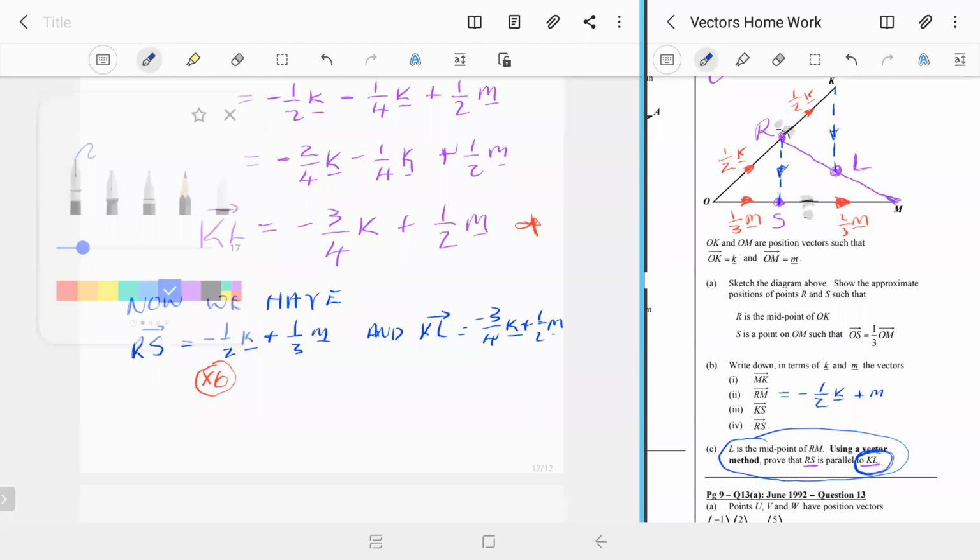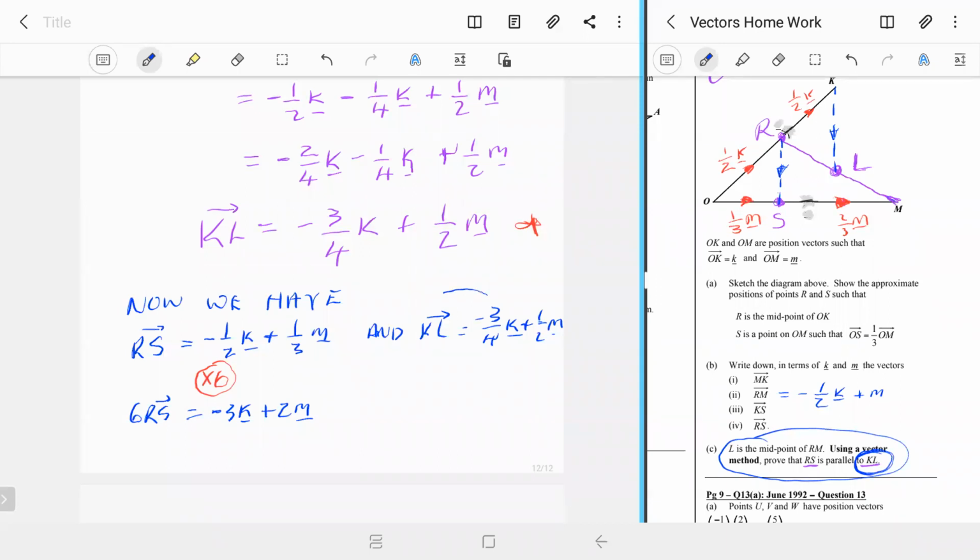If I multiply by 6, I get 6RS equals. Multiplying this half by 6 becomes 3, so I get negative 3K. Multiplying this by 6 becomes 2, so I get plus 2M. Good? This one now: what do I multiply it by to get rid of all fractions? 4. Beautiful. Multiply this one by 4.